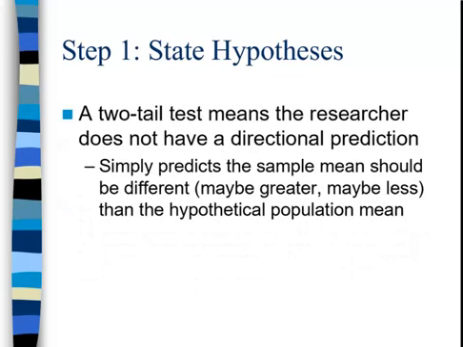Let's think about a two-tailed test. This is a little bit easier. A two-tailed test means the researcher doesn't have a directional prediction, right? So the researcher is essentially saying, the sample mean should be different than my hypothetical population mean. Maybe it's going to be greater, maybe it's going to be less, but for whatever reason, the researcher doesn't have an a priori reason, meaning before the experiment, for predicting whether their sample mean should be less than or greater than the population mean. They're just saying, well, we expect there to be a difference.